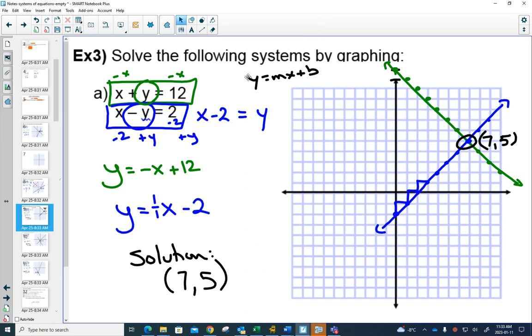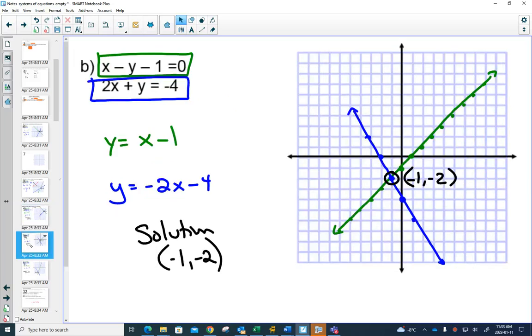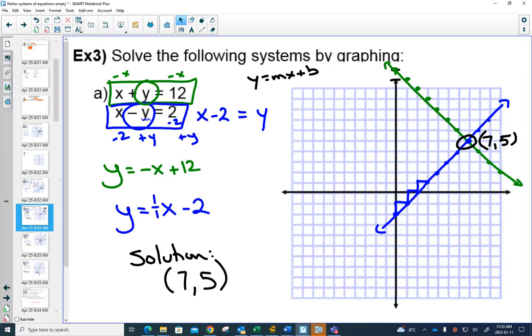Y equals negative x plus 12 is the green one. Oh, you want to know the positive one, great. How do you do negative x then?